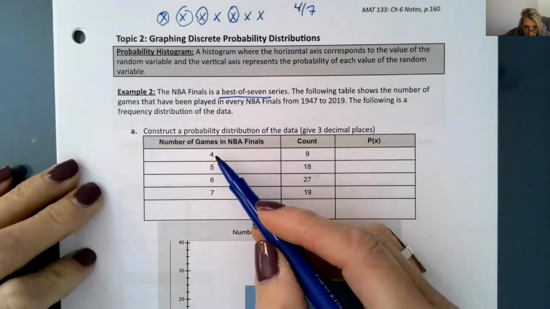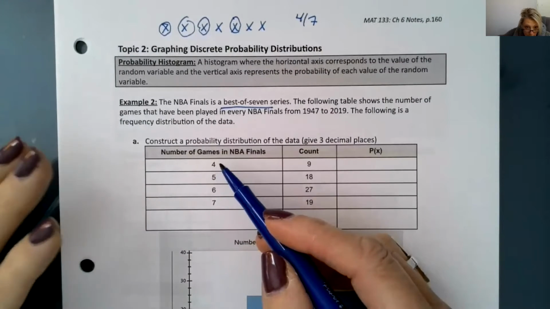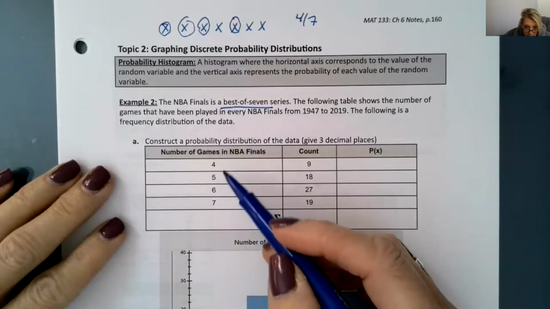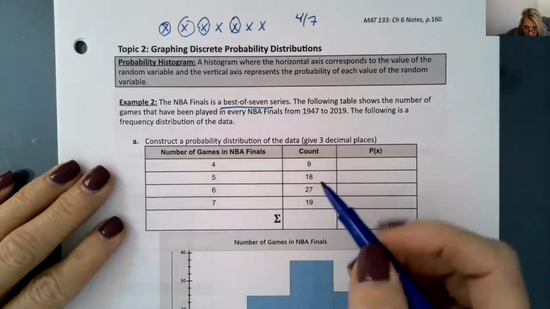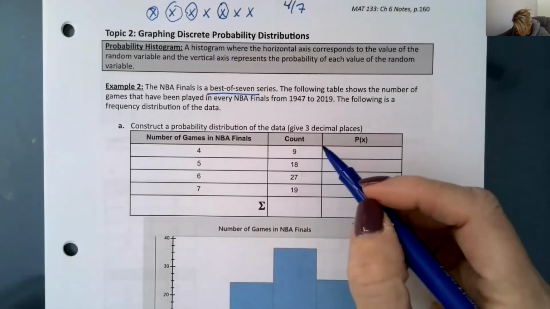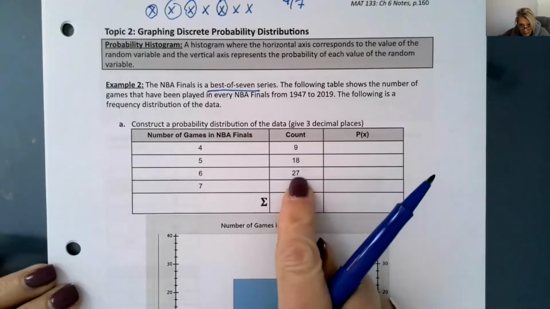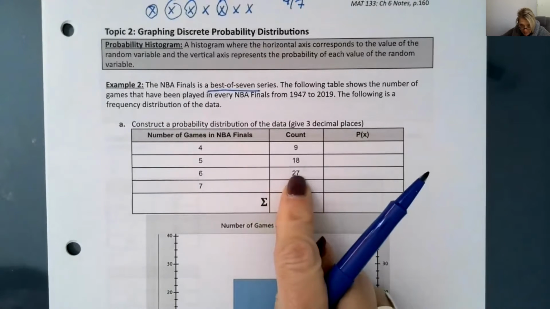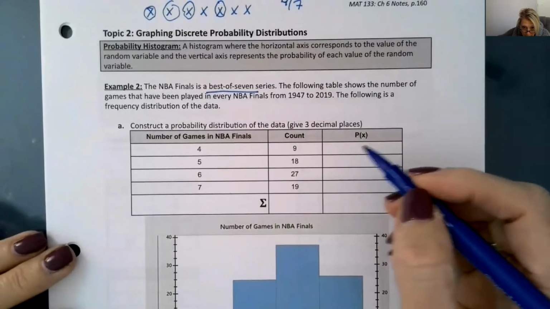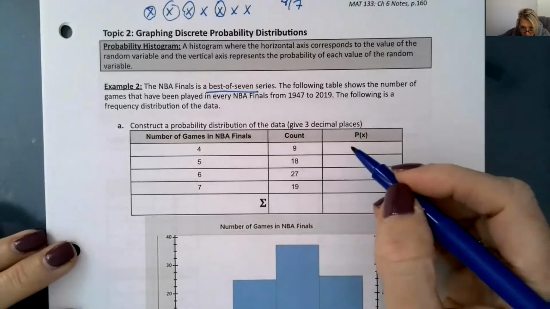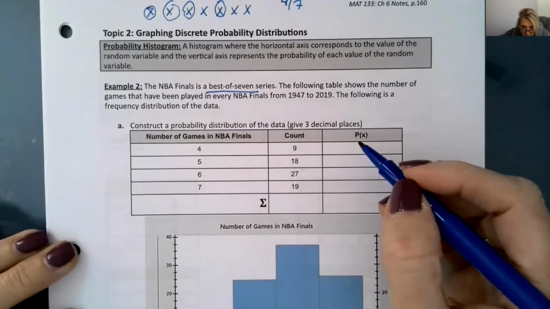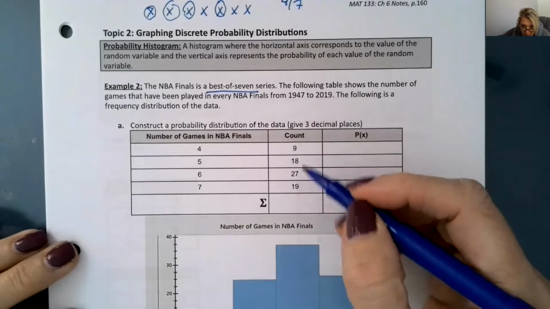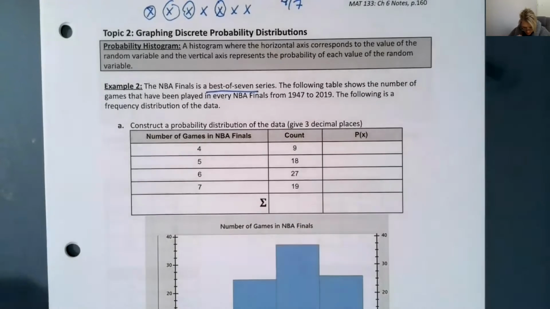Sometimes teams win the first 4 games right away, but sometimes it takes all the way to the 7th game where they each have won 3 and 3, and the 7th game is a deciding factor. So this is the data that we have. 27 times it took 6 games to decide the NBA champion. Okay, so it's asking us to find the probability of these. So to find the probability, if we go back to probability in chapter 5, it says the number of occurrences out of the number in the sample.